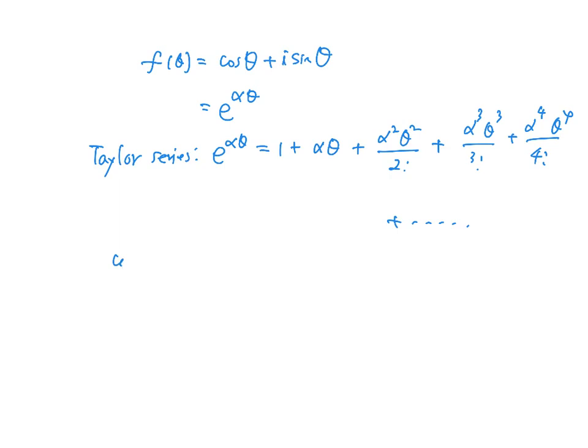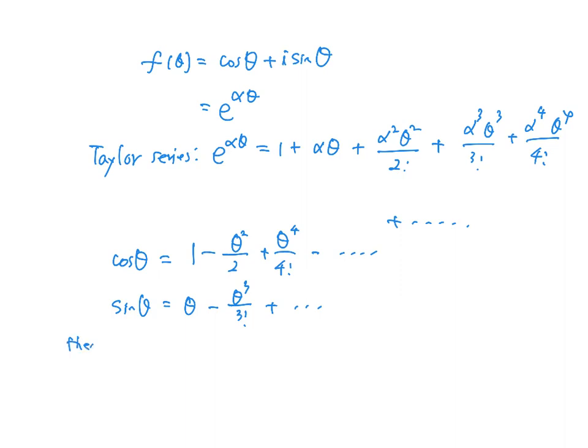And does anybody remember the Taylor series for cosine theta? 1 minus theta squared over 2, right? Plus theta to the fourth over 4 factorial, minus blah, blah, blah. Sine theta is theta minus theta cubed over 3 factorial plus, right? So you can just compare term by term.